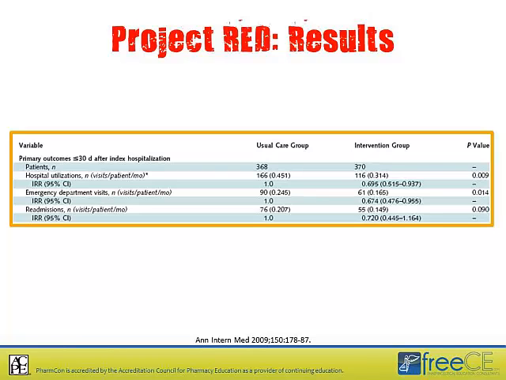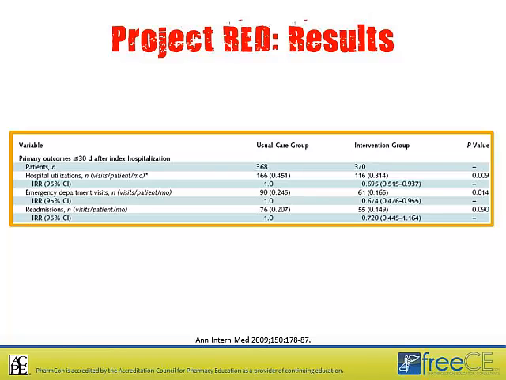So the first piece of data is the hospital utilization, and it's in visits per patient per month. So this would include both emergency department visits as well as readmissions. So in the usual care group, there were 166 visits, and then in the parentheses, it's 0.451 visits per patient per month. In the intervention group, there were 116 folks who used the hospital in one capacity or another, either an emergency department visit or readmission. So it's 0.314 visits per patient per month. So this is statistically significant, less than 0.05. So they did decrease hospital utilization overall.